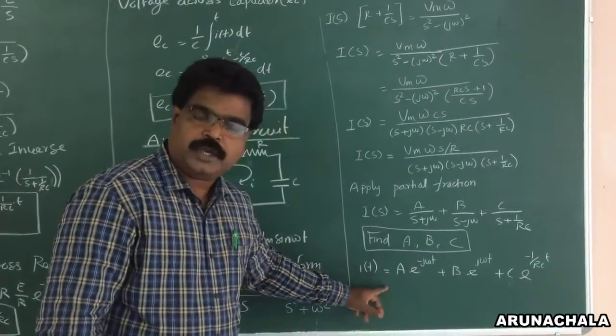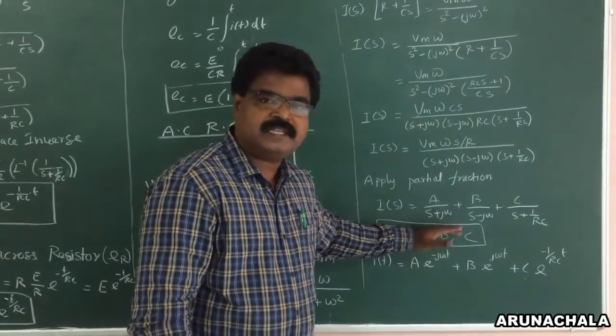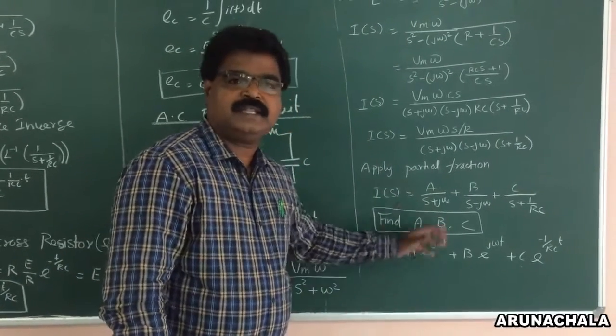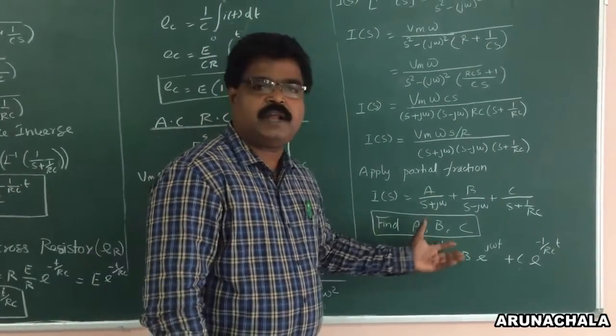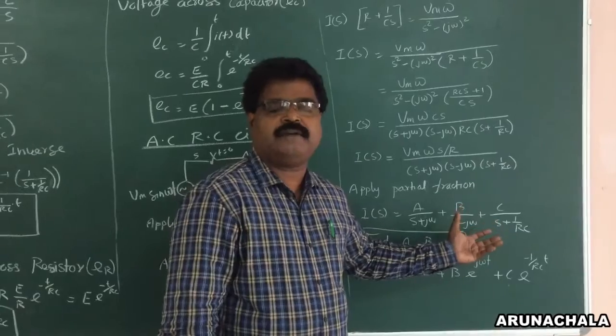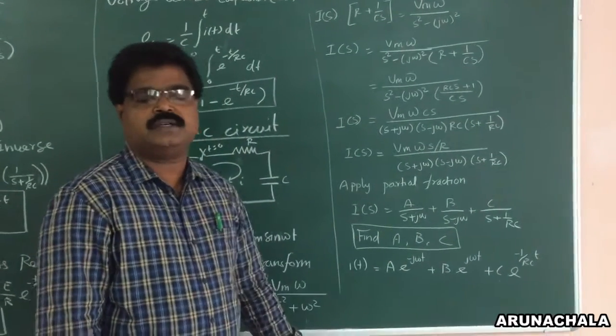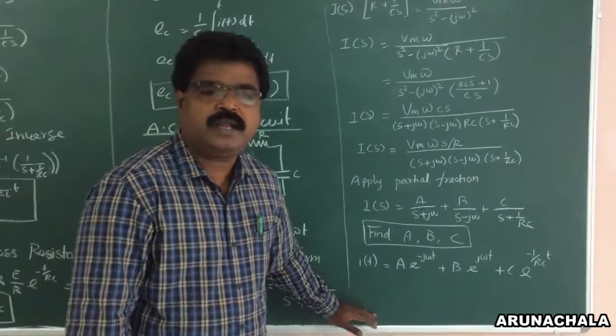So here what you have to do is find the values of A, B, C, substitute the values, then apply partial fractions. In this I am not calculating the values of A, B, C. You try to find the values of A, B, C and substitute them here, then apply the Laplace inverse, and you will get I of t for the AC circuit.